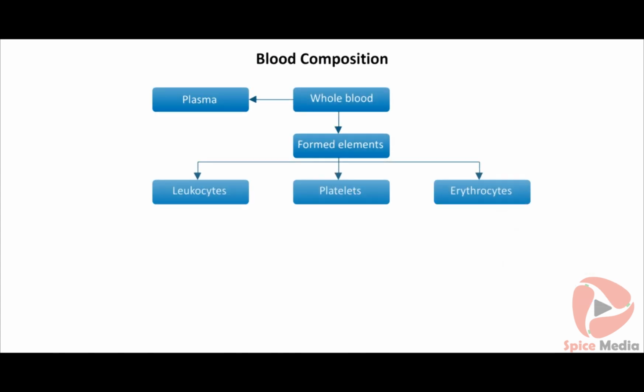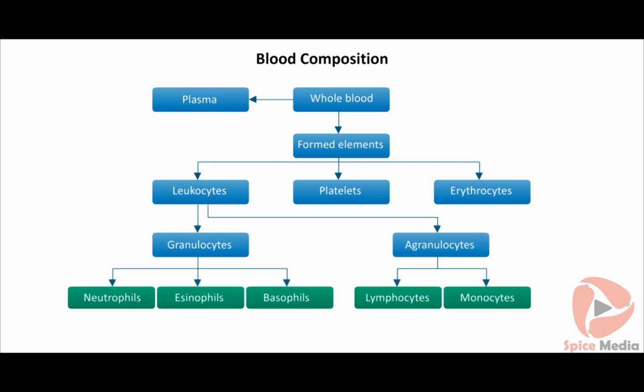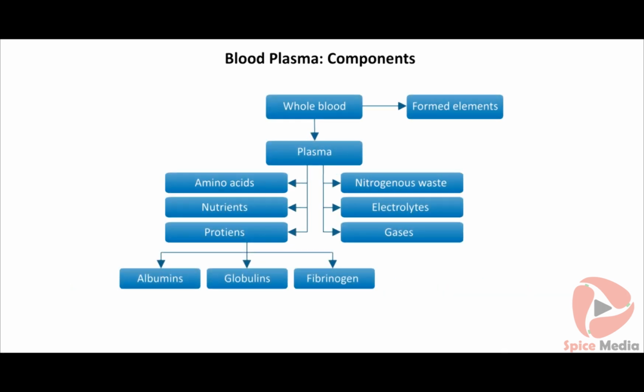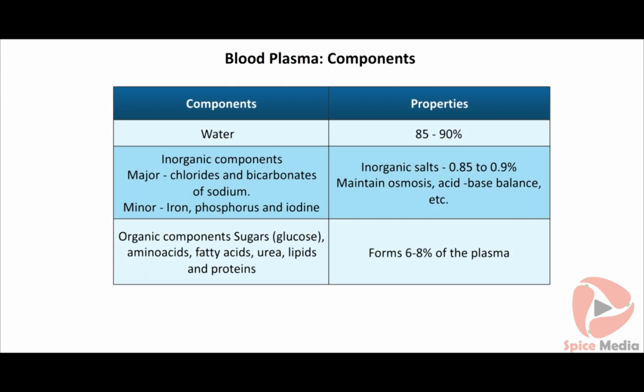Visualize a schematic representation of the composition of blood. Components of blood plasma: plasma is straw-colored and clear. It is slightly alkaline in nature. It makes up about 60% of the total volume of the blood. About 85 to 90% of the plasma is water. Plasma consists of organic and inorganic components.